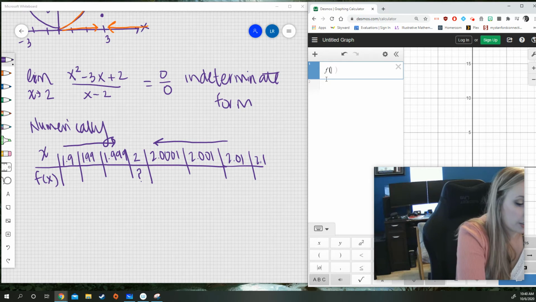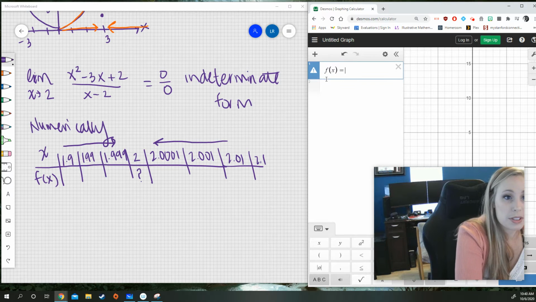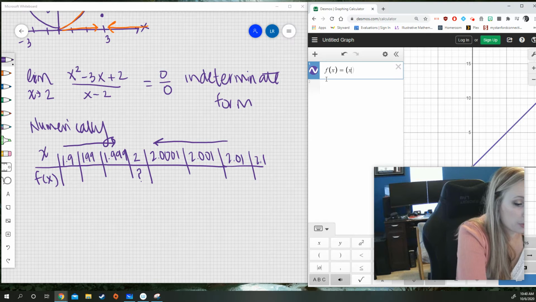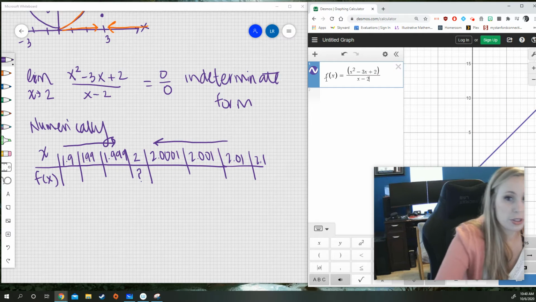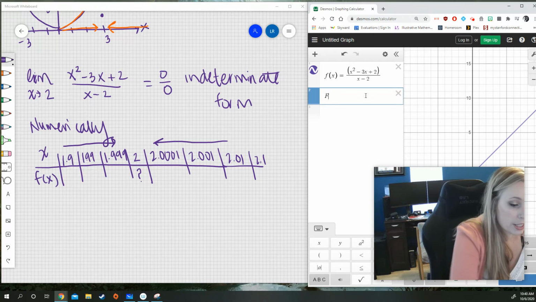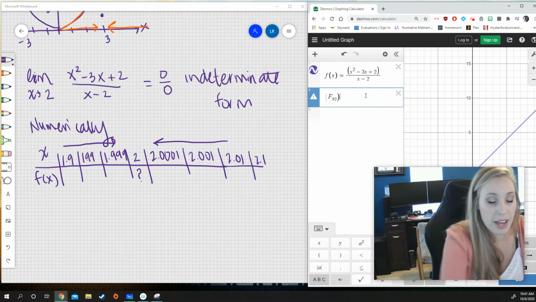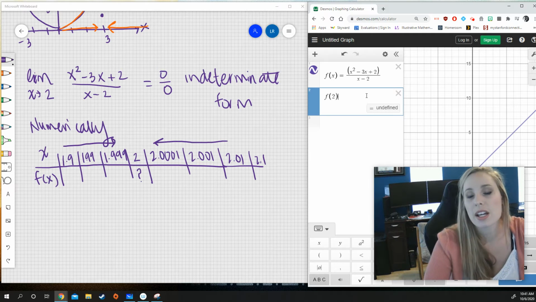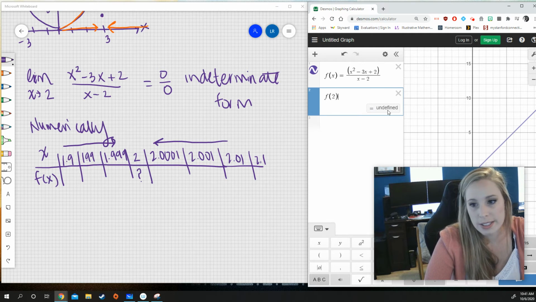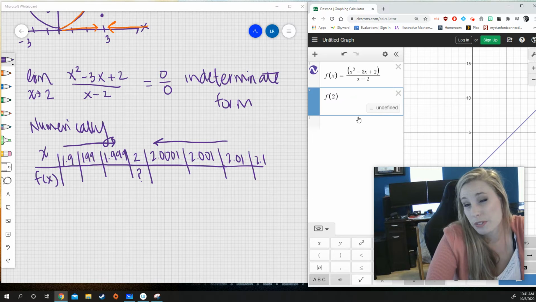So let's go to our graphing calculator. F of x equals, and in the numerator we have x squared minus 3x plus 2. And then our denominator we have x minus 2. And for fun, I always like to at least try plugging in 2, because if f of 2 existed, then I wouldn't have to do all this other business. F of 2 does not exist, so I do have to do the other business.